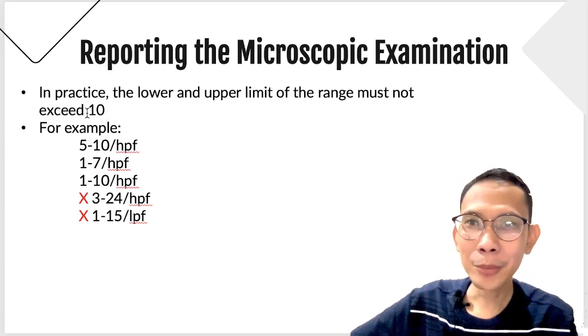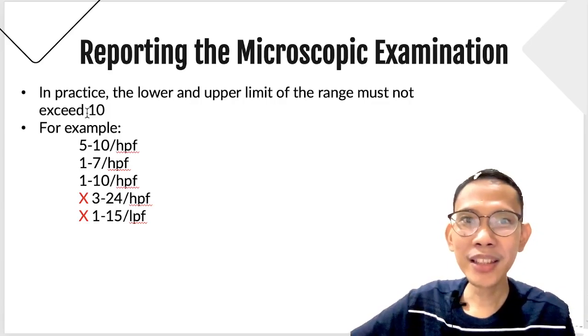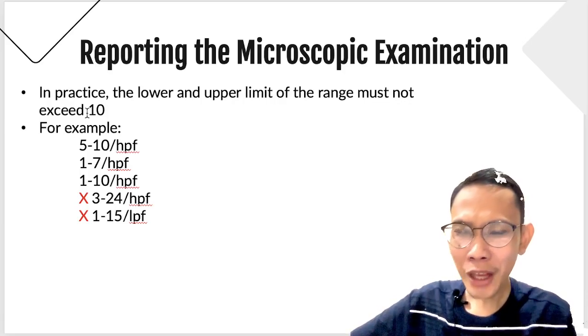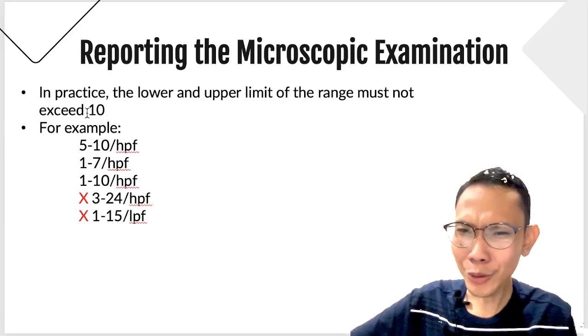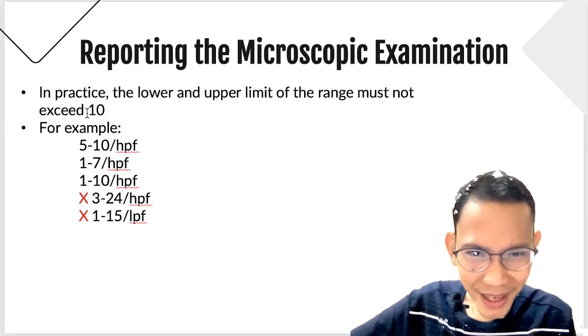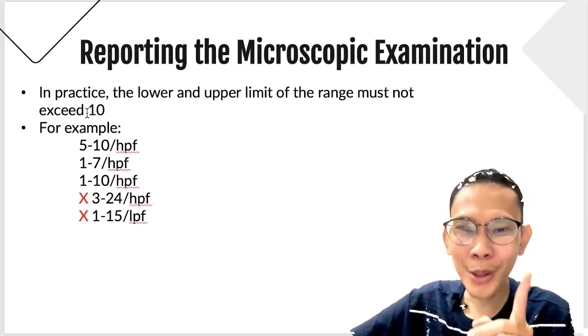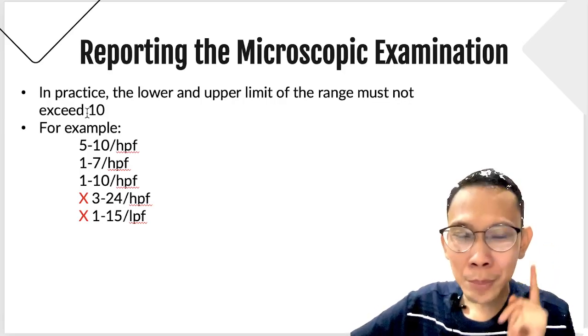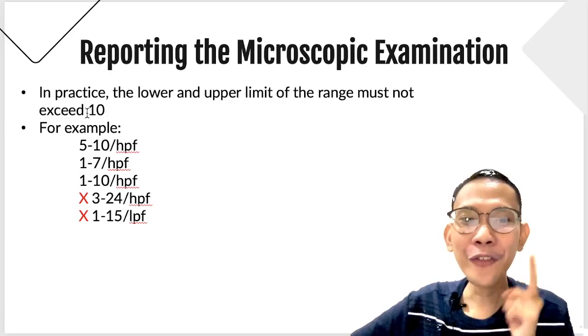Imagine mo, sa isang field, wala kang nakita. Sa next field, meron ka nakitang 100. So, therefore, ang i-report mo is 0 to 100. Will that make sense? It does not. Because remember, anong mali dyan? Hindi mo sinuspend ng mabuti yung ating urine after decantation.